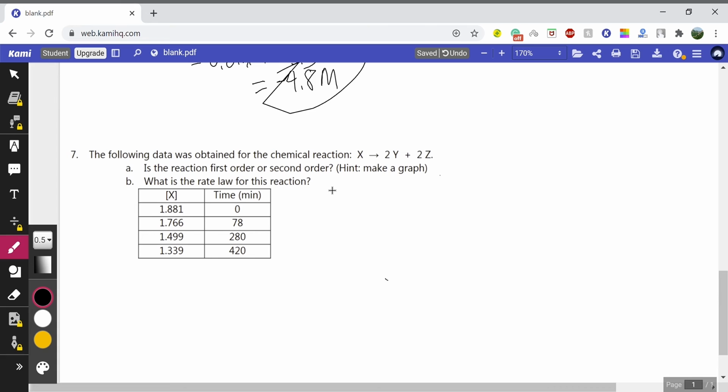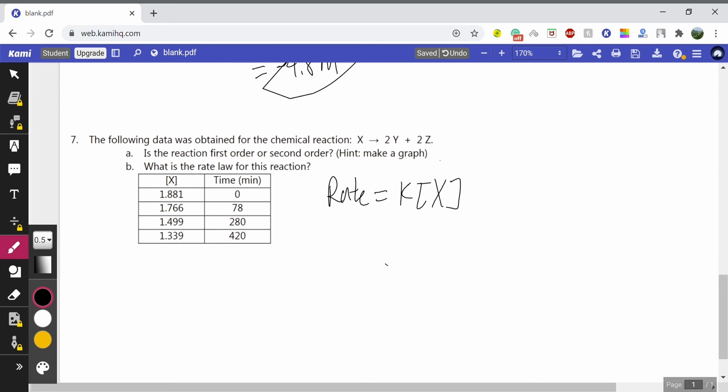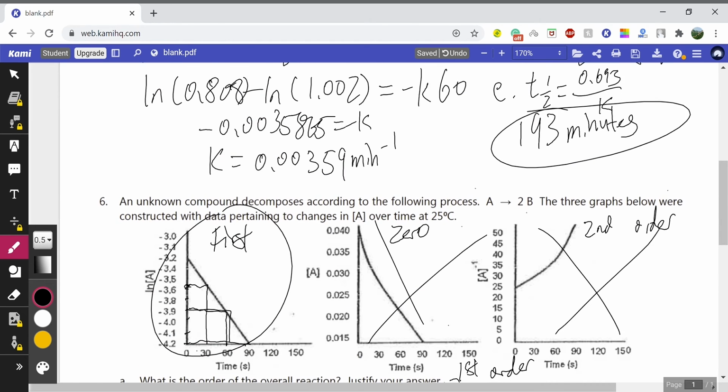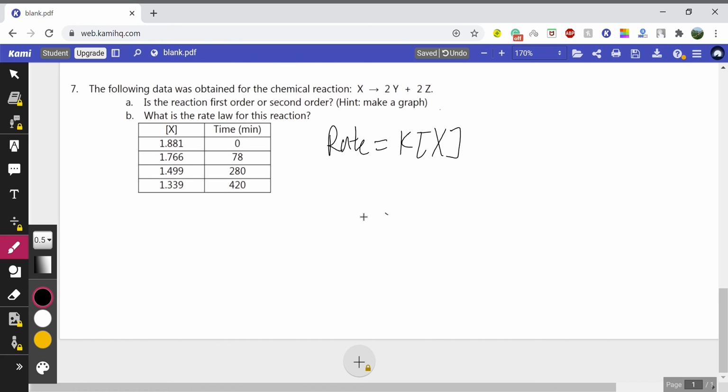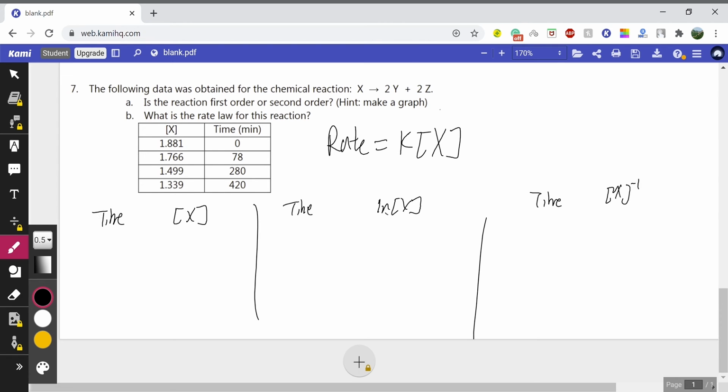It simply asks you what is the order and what is the rate law. So rate law is rate equals K times the reactant, which is X. So that's easy. Now the problem is the rate orders. So first, we're going to do exactly what these three graphs did. We're going to use time for the X value and concentration of X for the Y value; time for the X value and ln of X for the Y value; time for the X value and X to the negative first power for the Y value. We're going to use three different tables.